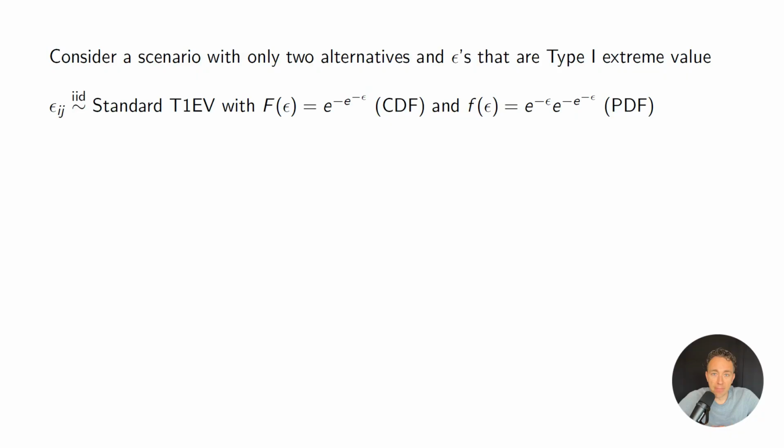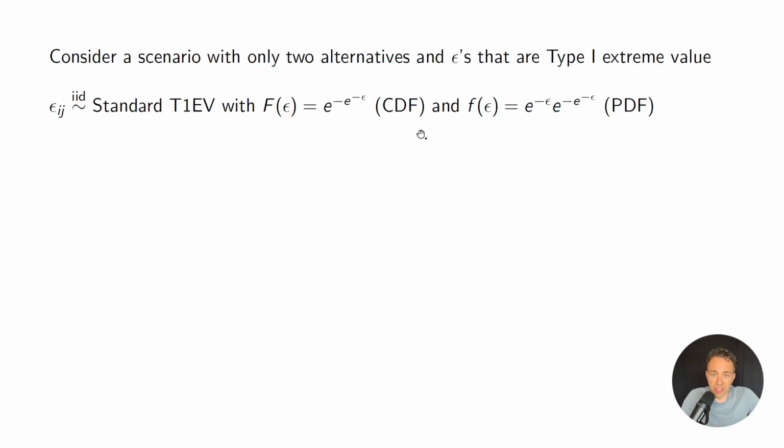Where does this come from? Well, it's a long story and not something we need to cover right now, but just know that like the normal distribution or the uniform distribution, there's a distribution called type 1 extreme value, and it has a very special functional form for both its cumulative distribution function and its density function. The cumulative distribution function, if we assume that it's a standard type 1 extreme value, takes the form of e to the negative e to the negative epsilon, and then the PDF is e to the negative epsilon times e to the negative e to the negative epsilon.